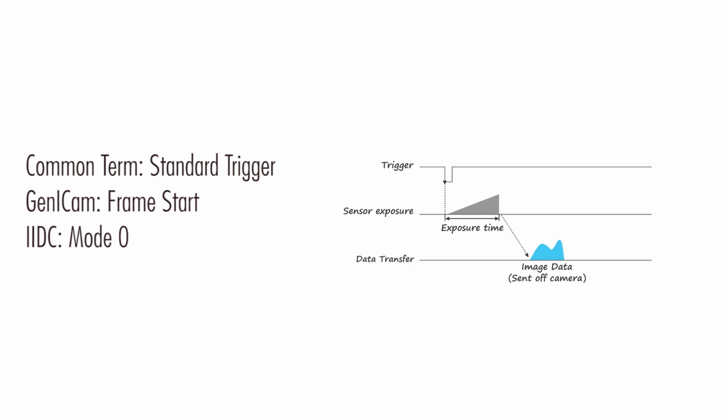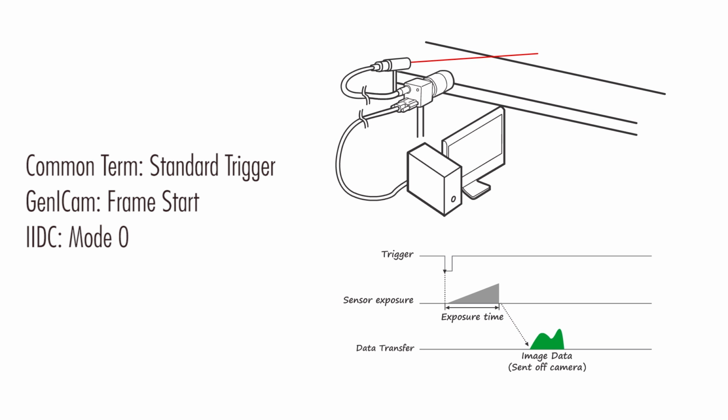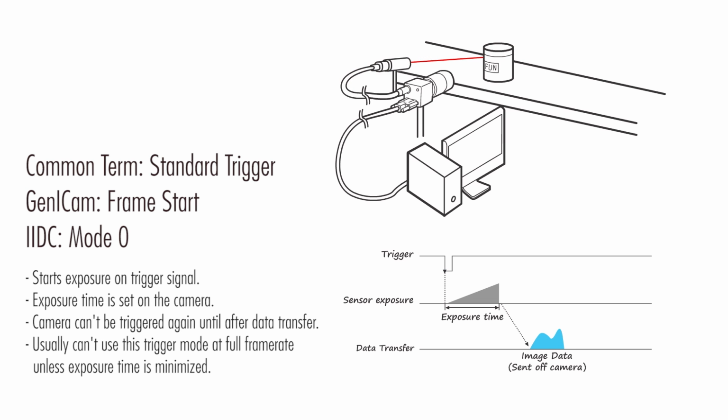The first trigger mode is called Standard Triggering Mode, also known as Frame Start in GenICam or Mode 0 in IIDC. In this mode, you set the desired exposure time, and by using either a hardware or software trigger, you initiate a one-frame acquisition. After exposure, data is read out and transferred, but the camera cannot be triggered again until after frame readout is complete. This means the camera exposure time must be minimized to maximize the frame rate.